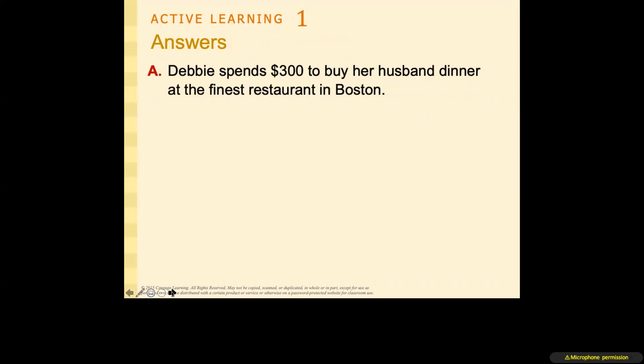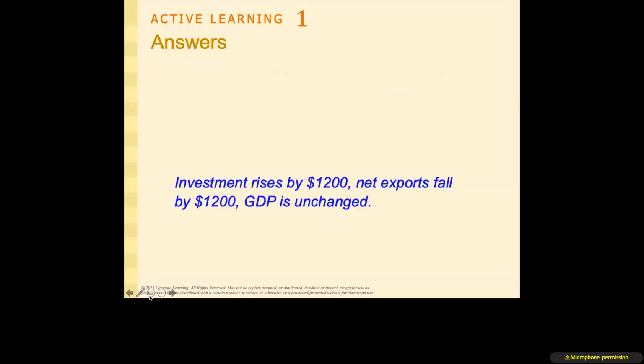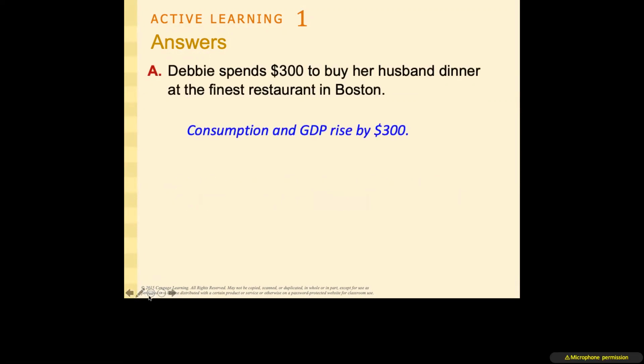Deborah spends $300 to buy her husband a dinner at the finest restaurant in Boston. Okay, so how does that work? Well, she increased her consumption, didn't she? Because she bought something. And the GDP is going to rise because of that. In this case, it's going to rise by $300 because she purchased dinner.